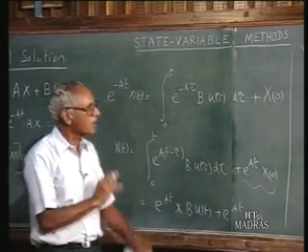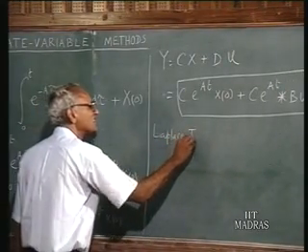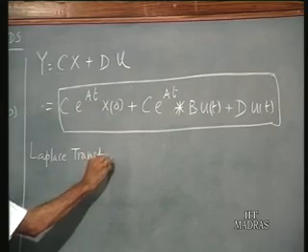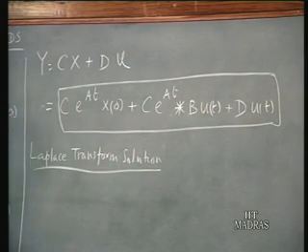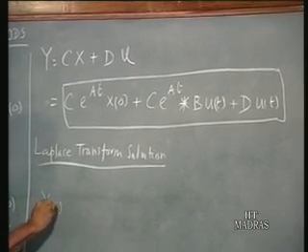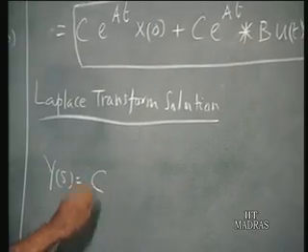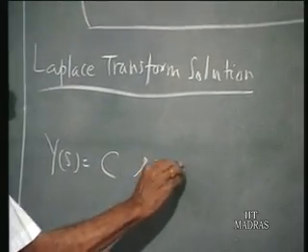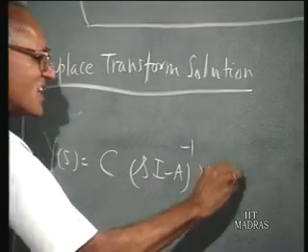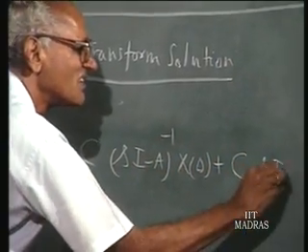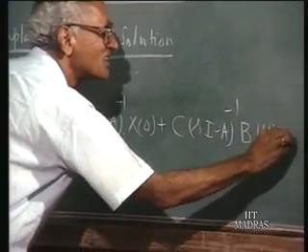Now you compare this with the Laplace transform solution. You notice that in the Laplace transform solution we have y of s equals C times sI minus A inverse x0 plus C times sI minus A inverse B u of s plus D u of s.